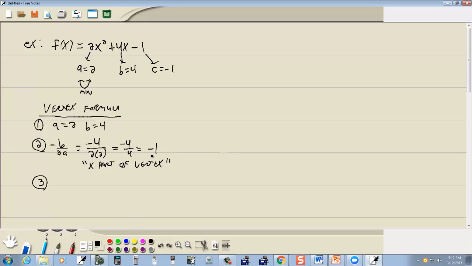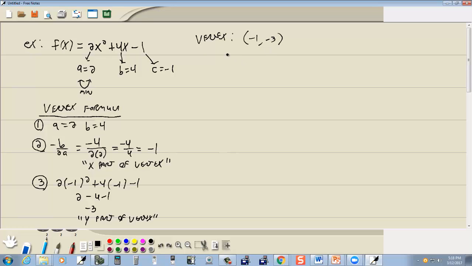Step 3, we want to take the value we just found and plug it into our original function and simplify. So I got 2 times -1 squared plus 4 times -1 minus 1. -1 squared is 1 times 2 is 2 minus 4 minus 1. That gives us -3. Now this is the y part of the vertex, which means our vertex is -1, -3.